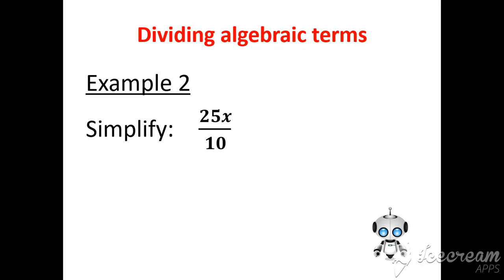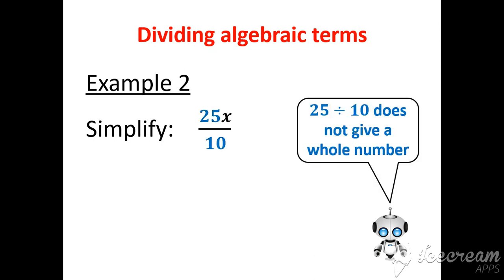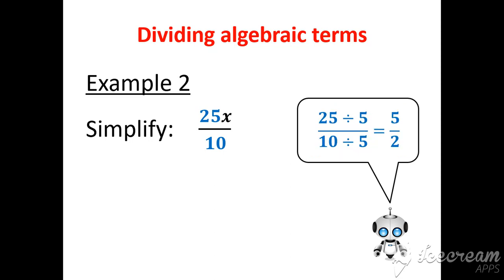Right, here's example 2. Let's simplify 25x divided by 10. Well, if we try and go 25 divided by 10, it gives us a decimal, 2.5, I think it is. It's not a whole number, and we're not going to write down 2.5 because in algebra we prefer not to work in decimals. So here's a better strategy. We're going to use our fraction skills and simplify the fraction, because both 25 and 10 can be divided by 5. If we divide 25 by 5, we get 5. If we divide 10 by 5, we get 2. So 25 over 10 simplifies down to 5 over 2.